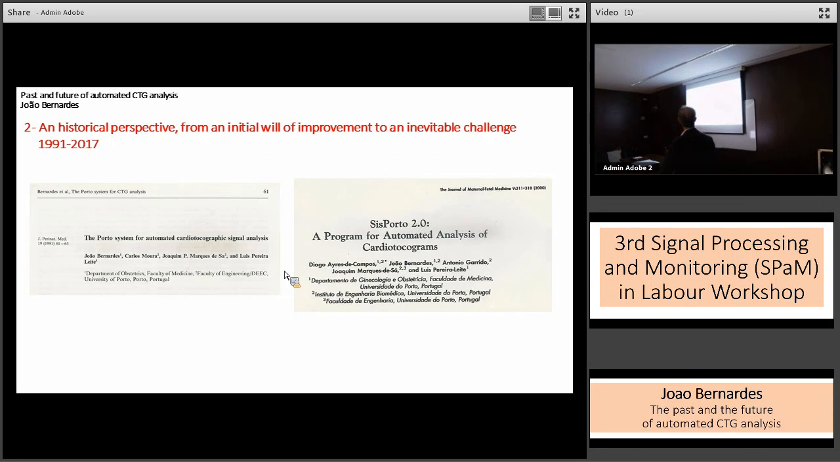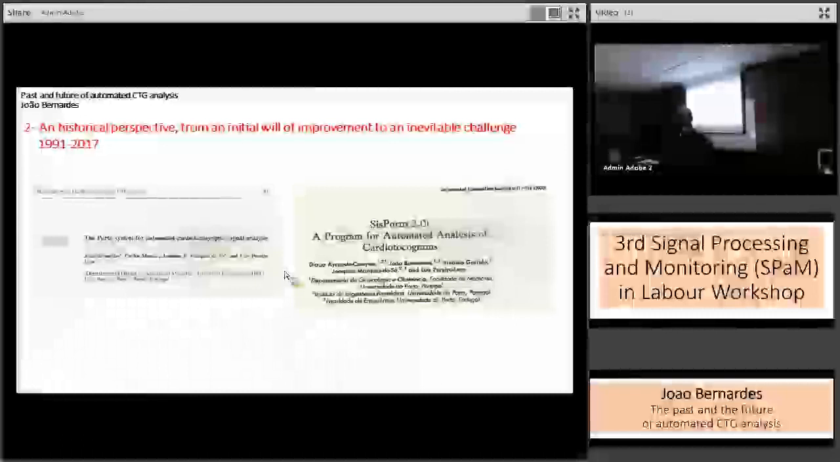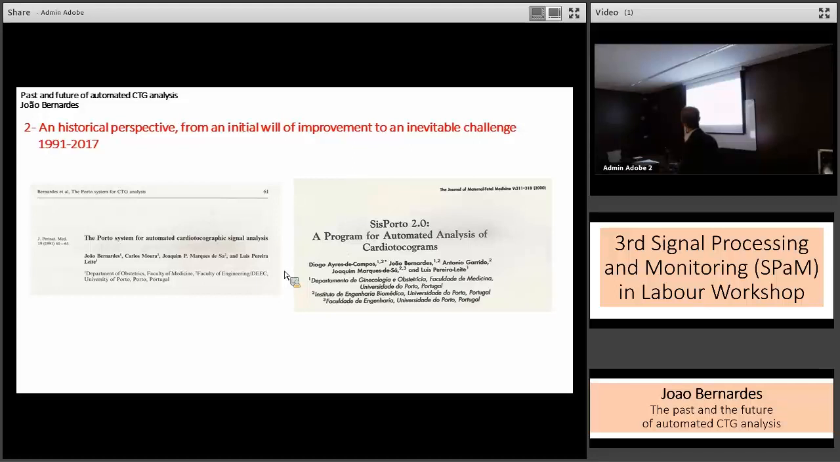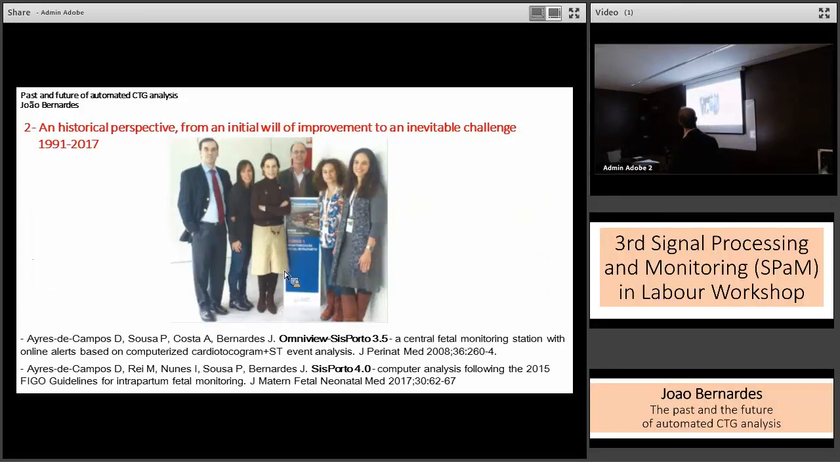Okay, at this time, other systems appeared. Here, the Porto system in 1991, the initial prototype based on a personal computer for clinical analysis. Later on, in 2000, Porto 2.0, and here the Porto group, the clinicians. Joao, as you can easily identify, has been the main developer of the last versions of Porto, and he has been the main active person in this group.